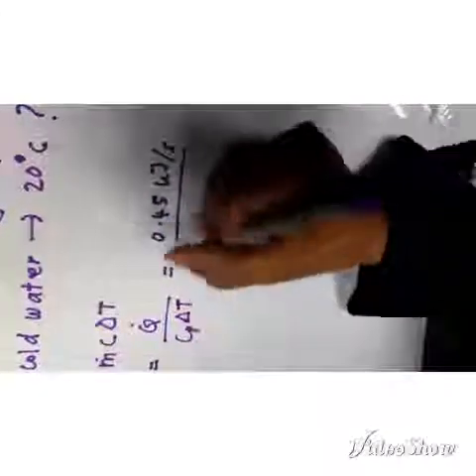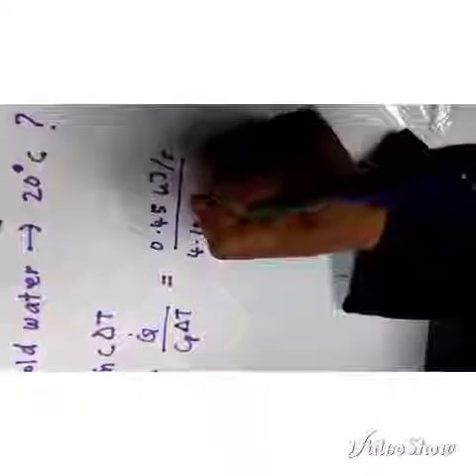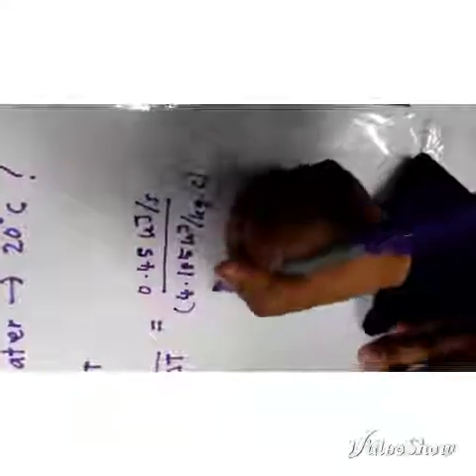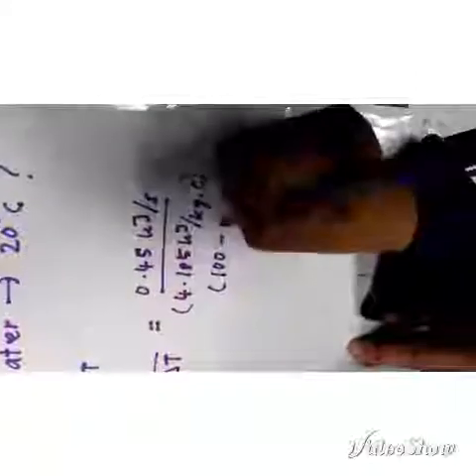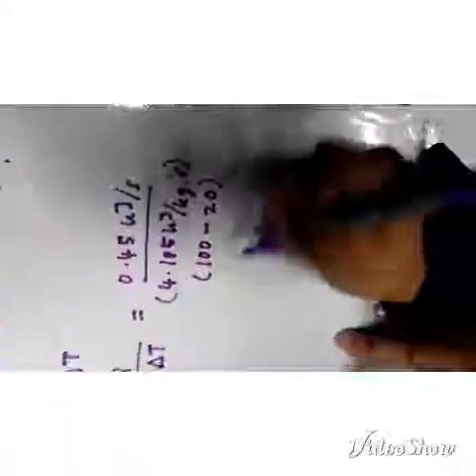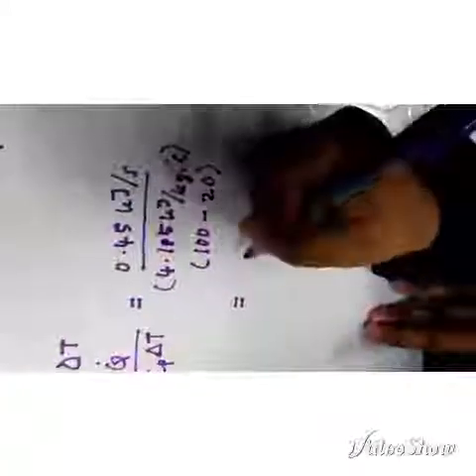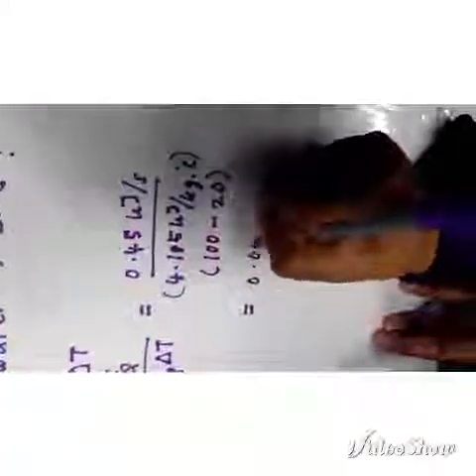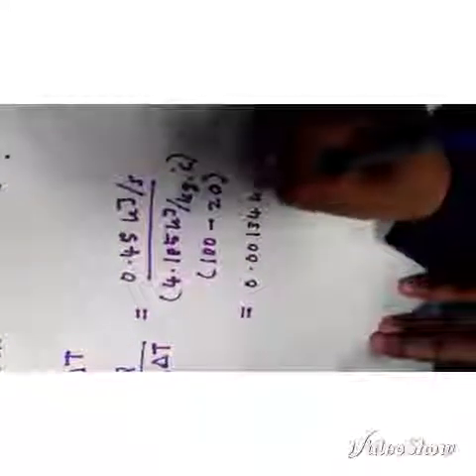Divide by Cp, that can be calculated, 4.815 kilojoule per kg Celsius. And the delta T is 100 minus 20. We will get the mass as 0.00134 kilogram per second, and we converted it to per hour, and we will get 4.84 kilogram per hour. That's all from us. Thank you.